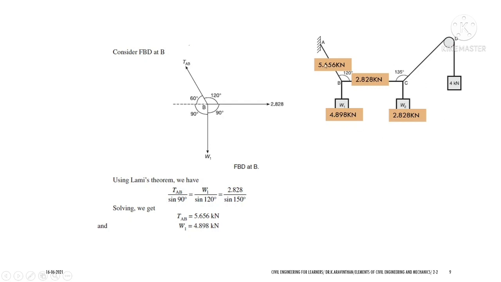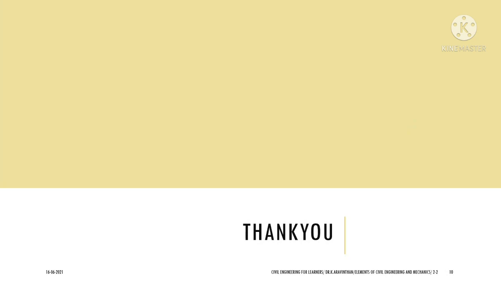At AB you are getting 5.656 kilonewton, W1 is 4.898, BC will be 2.828, and W2 is 2.828 kilonewton. So this is how to solve a number of forces given in a state of equilibrium, or if you want to make any system of forces into equilibrium, or any problem which is given, you have to use Lami's concept, or you can use resolution of forces. How to tackle the problem depends on the data which are available.